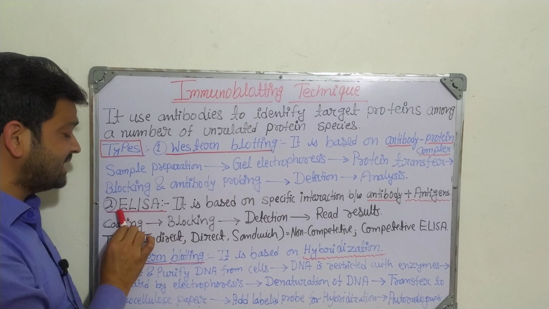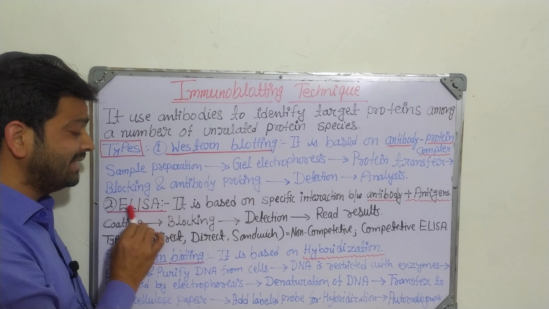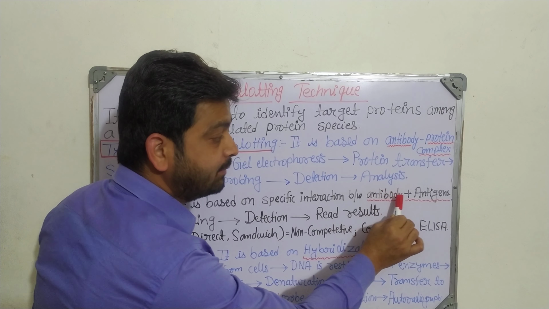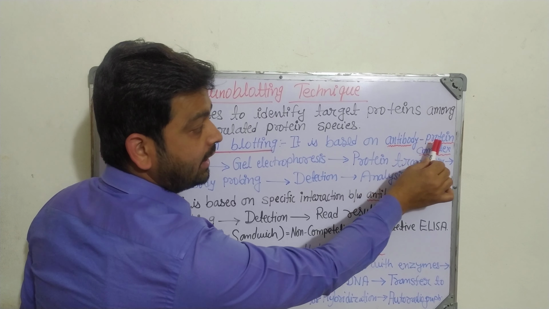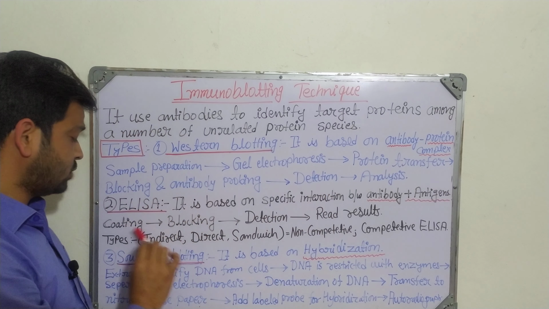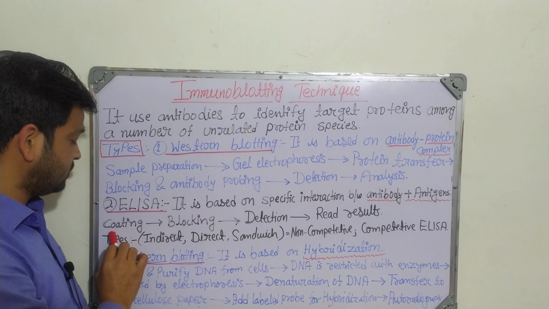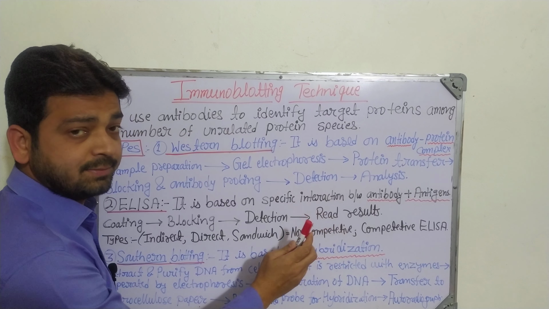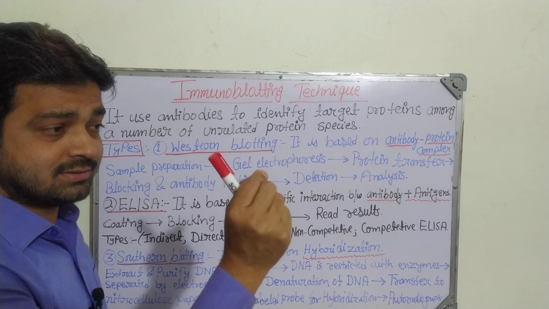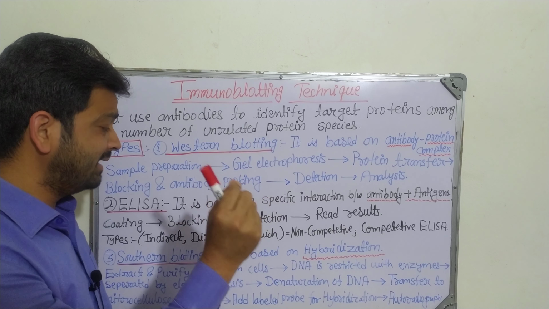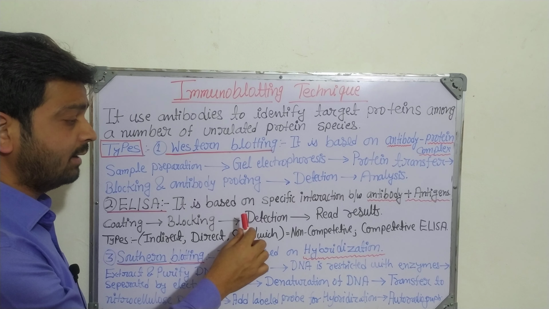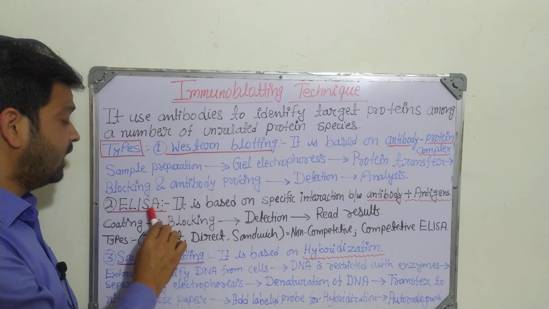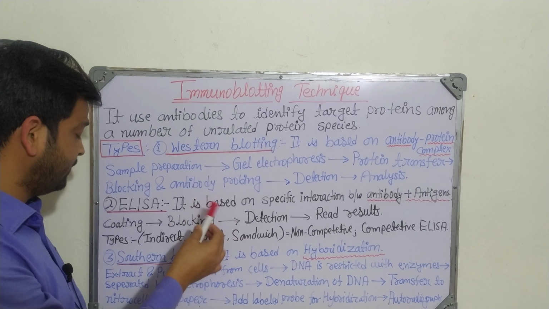Coming to ELISA, enzyme linked immunosorbent assay. Here we use an enzyme, and it is based on the specific interaction between antibody and antigen. How does the process go in ELISA? First coating, then blocking, detection, and then reading the results. In simple ELISA techniques, the separation of the biological materials is based on their enzyme linking, how they attach to the particular enzyme that we analyze or assay.